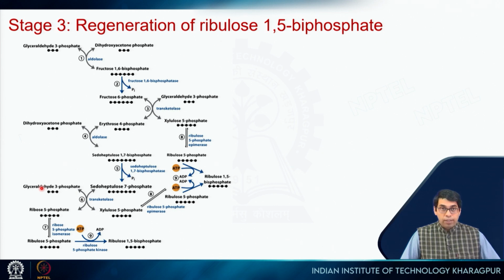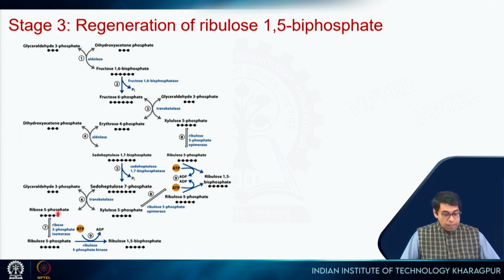Another molecule of glyceraldehyde 3-phosphate comes in. So 7 plus 3 is 10, right? Now again the transketolase comes in, the same enzyme that we saw here. So it converts this 7 plus 3, 10 carbon into two 5 carbon sugars. So one is xylulose 5-phosphate, which is the same as this, and again it will be converted to ribulose 5-phosphate by the same enzyme ribulose 5-phosphate epimerase, and that is converted to ribulose 1,5-biphosphate. So from this path we get the second molecule of ribulose 1,5-biphosphate.